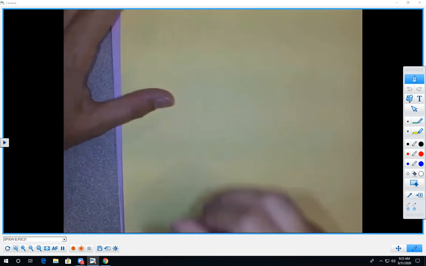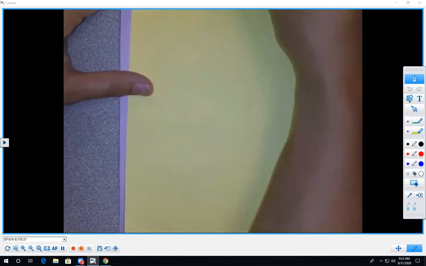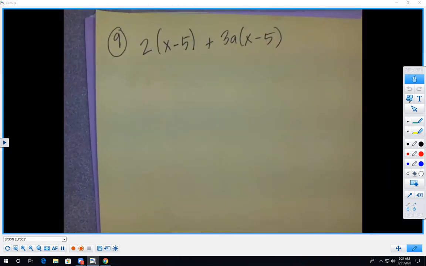What if I had a problem, this looks weird, but it's still the same idea. If I had a problem that looks like this, 2 times x minus 5 plus 3a times x minus 5. Oh, sorry, you can't see it. There you go. Give you a second to write it now.